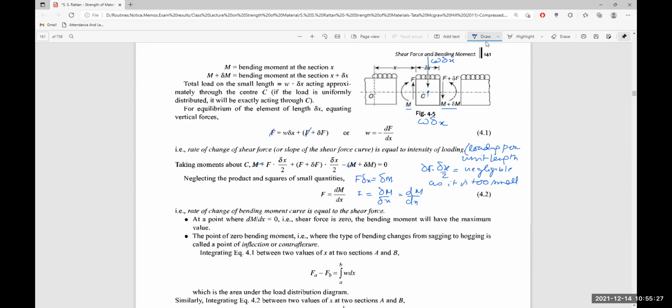Now, integrating 4.1 between two values of x at two sections A and B, we get FA minus FB equals the integral from A to B of W dx. Which is the area under the load distribution curve, with the load W and the length as the thickness. The weight multiplied by the thickness is the area under the load distribution curve. If we integrate from A to B, it will remain more or less the same.